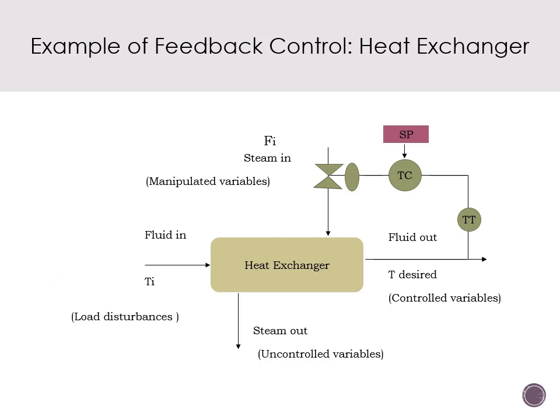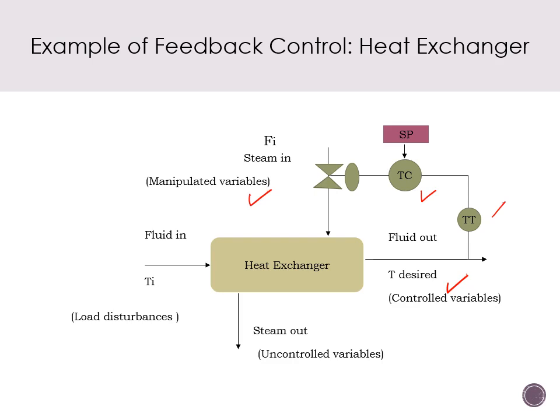Feedback control in this example works as follows. A sensor transmitter measures the outlet temperature, or the control variable, and then generates a signal proportional to it and sends it to the controller. So this is our controller. The controller will compare it with the set point, and then calculates an output signal, or manipulated variable, on the basis of the error, that is the difference between the measurement and the set point.